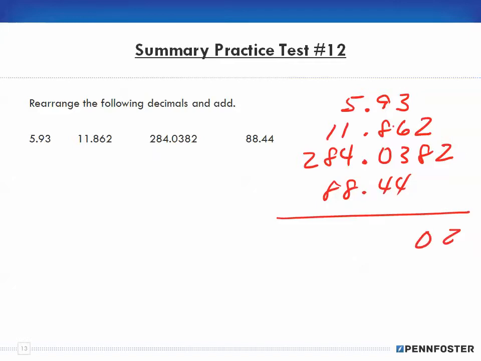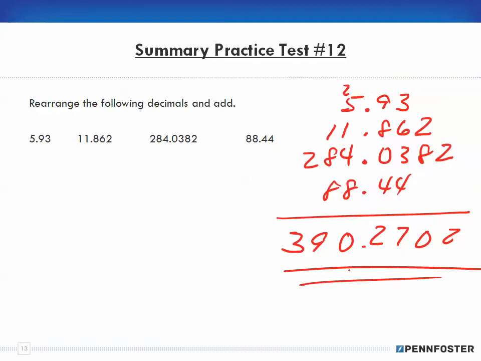2, that's 10, that's 10, 17, 17, 18, 22. Carry my 2, that's 7, 8, 16, 20. That's 219, 390.2702. Maybe I should check the answer. Yep, that's what it has in the book. So that's correct.